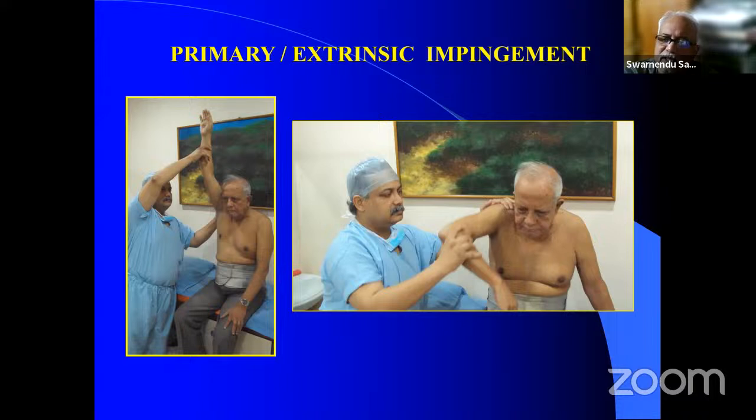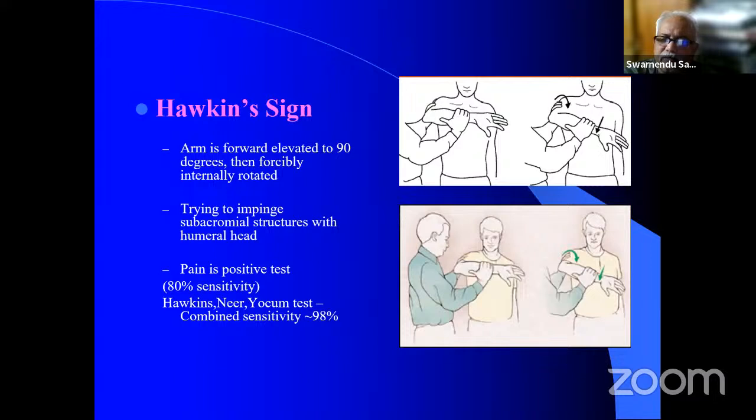You can do also the Hawkins-Kennedy test this way. You can forward flex at 90 degree, and the arm is not like this way. It has to be in the plane in the forward flexion position. Then at 90 degree position of the shoulder, forward flexion and abduction, if you just rotate the arm, then humeral head will come under the acromion and there will be impingement.